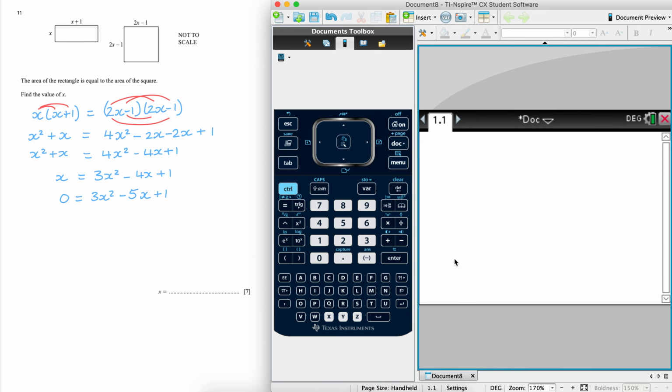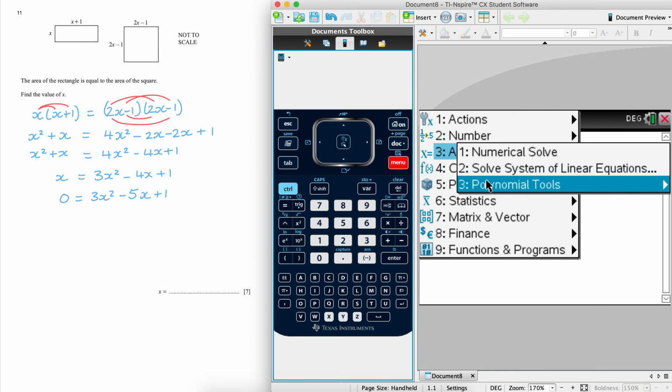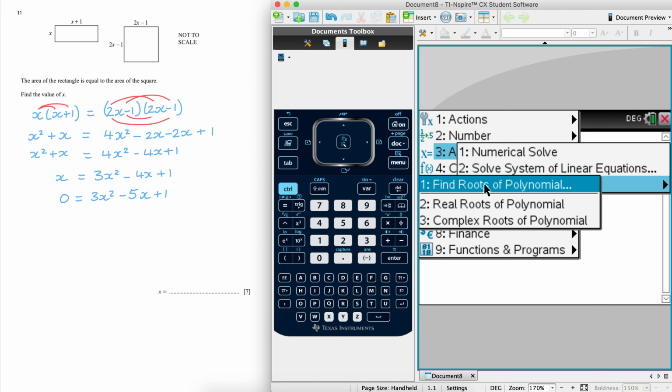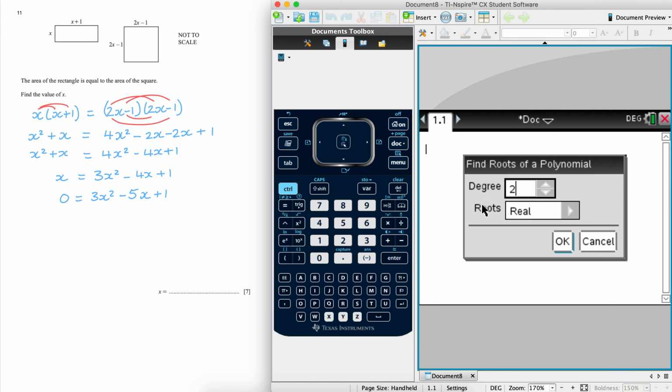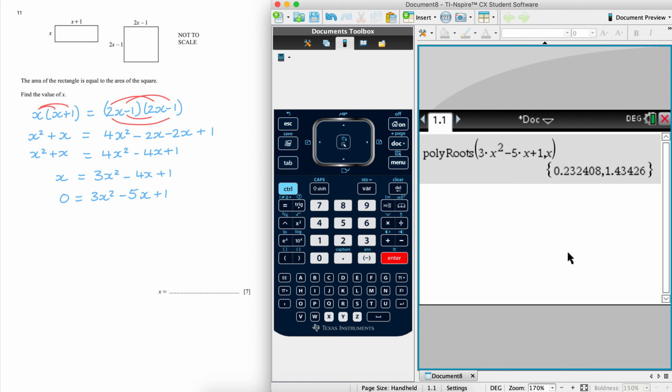So one option is to put this into algebra, polynomial tools, and find roots of a polynomial. So you can't use nsolve because this is a quadratic. It's degree 2, which means quadratic. And then the first term is how many x squareds do I have? I have 3. How many x's do I have? Minus 5. And how many do I have on their own at the end? The number is 1.